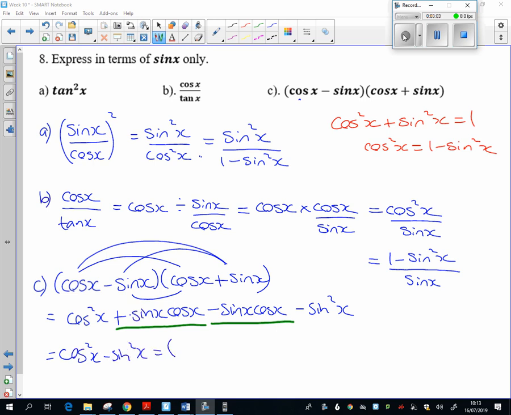Again, we've already seen that cos squared x is 1 minus sine squared x. So I can substitute that in. So that can be written as 1 minus 2 sine squared x.